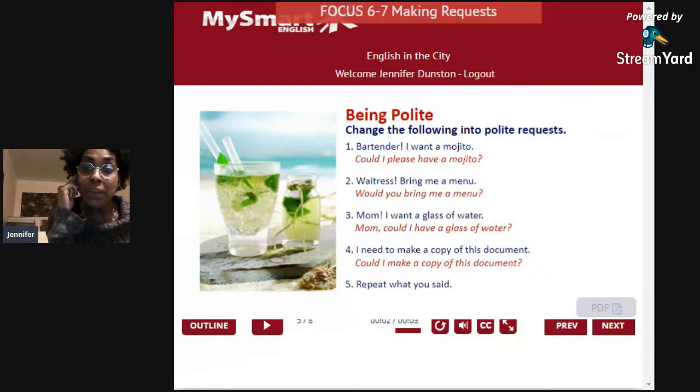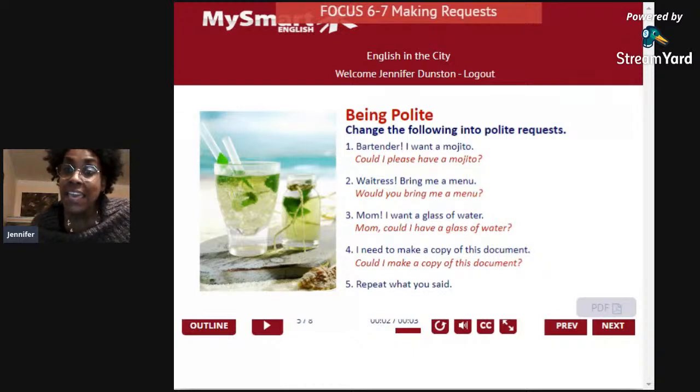Could I make a copy of this document? May I have a copy of this document? Would you make a copy of this document for me? These are all different ways of making a request. Thank you, Barbara. And Carolina says, can you make a copy of this document, please? Very good, Carolina. Thank you.